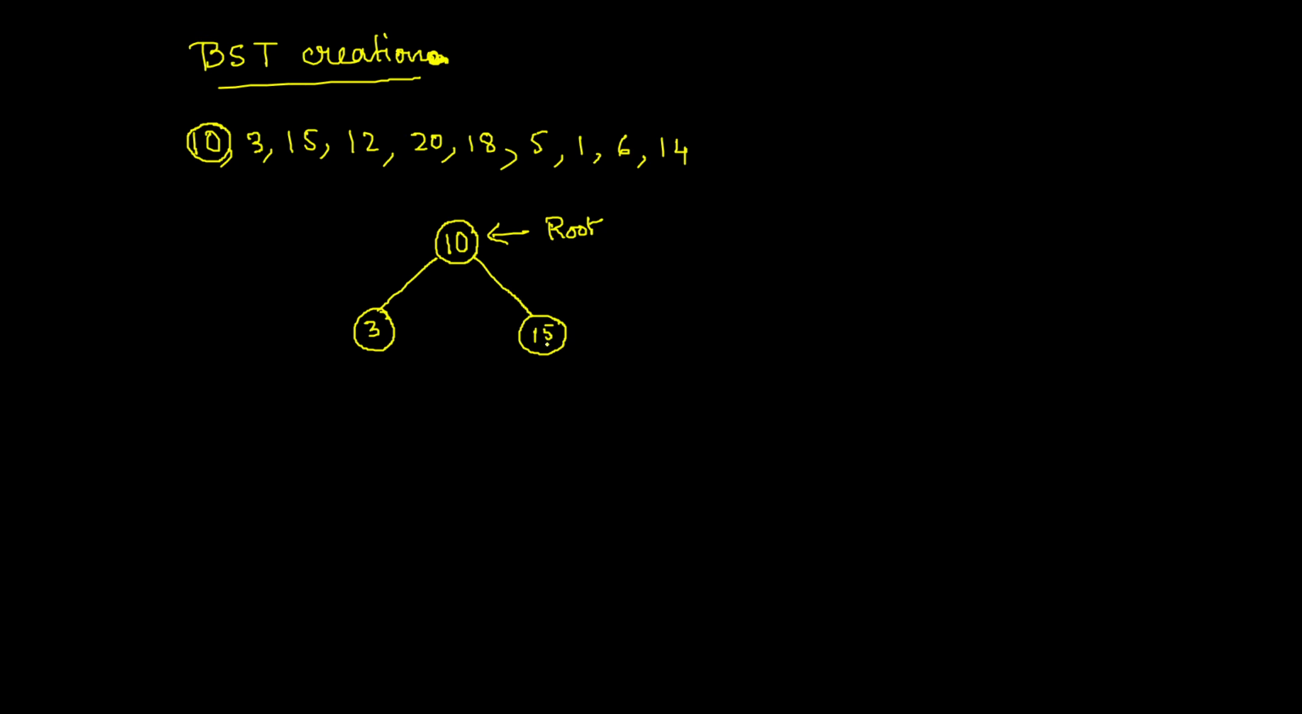So we will check 12 with 15 now, and we'll see that 12 is lesser than the root of the right subtree. So it's sure that 12 should be on the left side of 15, right? The left side of 15 is basically blank, there is no left subtree. So without any doubt, I can connect 12 on this side. Fine.